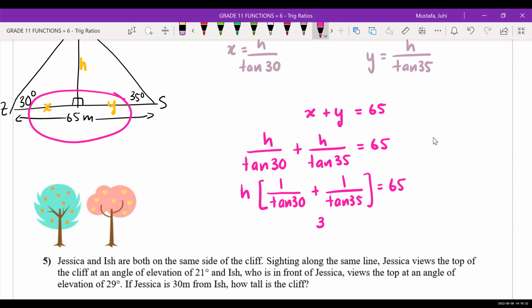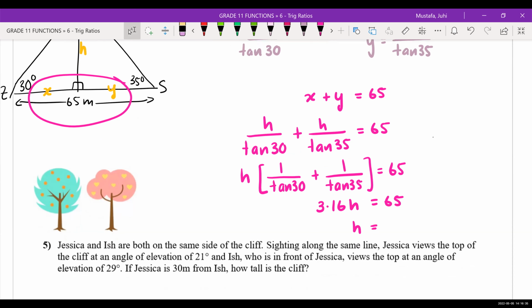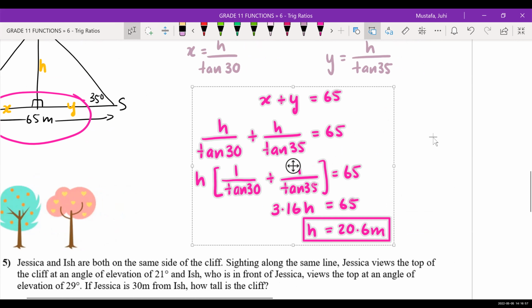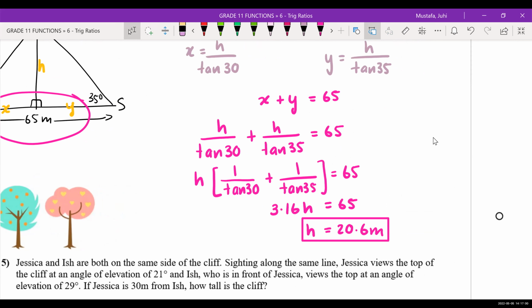Perfect, yeah. And so what happens is you get 3.16h is equal to 65. And now we can very easily calculate for h by just going 65 divided by 3.16. So you're basically just moving the 3.16 to the other side to give you a final answer of 20.6 meters. So that h is the height of the tree. It's 20.6 meters. Yes, absolutely. You could have done all of the calculations in one step.